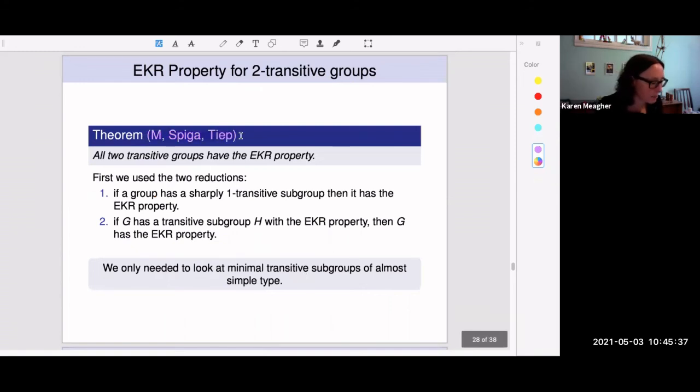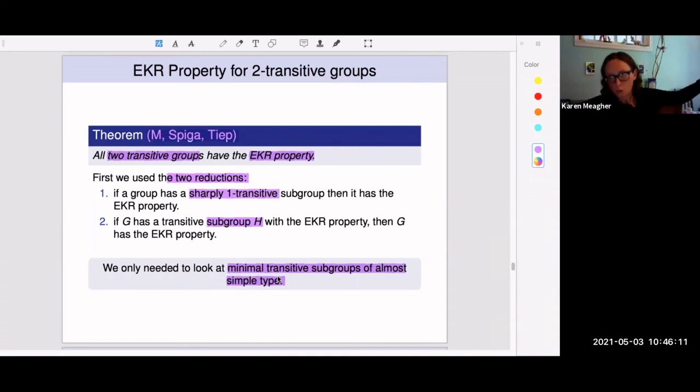So Spiga and Tiepp and I proved that all two-transitive groups have the EKR property. We did two reductions. First, if we have a sharply one-transitive group, we've got the size and we're done, by the clique-coclique bound. And then we also have the trick that if I have a big group and a little group, and the little group has the EKR property, the big one does. So we also use the subgroup trick, and we only need to look at minimal transitive subgroups of almost simple type.